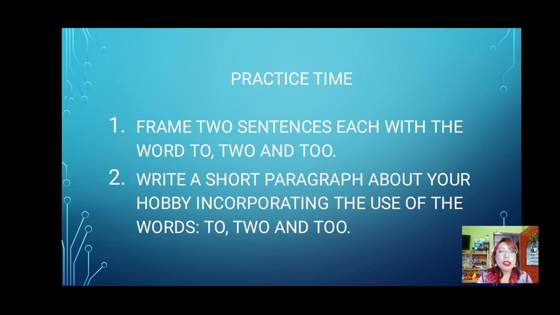So thank you, students. I hope all of you have understood. As homework, I'll be assigning some other homework in the Google Classroom. So in today's class, we have understood what homophones are. They are words that sound the same but have different spelling, meanings and grammatical use. We have seen the 3 homophone words to, two and too. We have understood when to use these words. We have also seen the examples and I have also assigned you some practice assignment. So please do that. Okay, students.